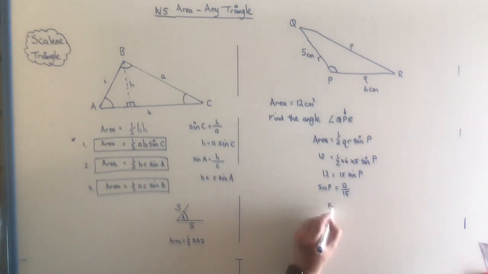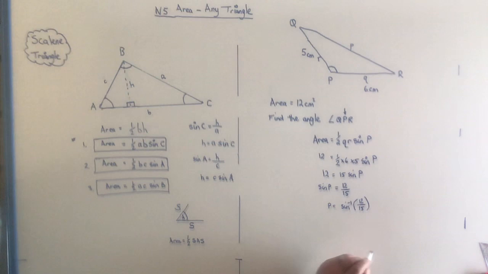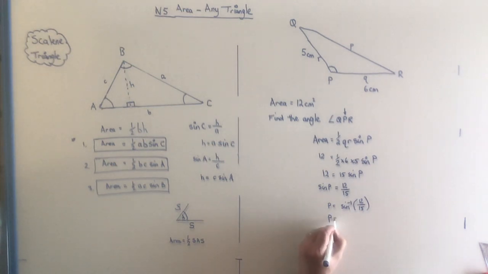So the final answer is going to be p is equal to shift sine in my calculator of 12 over 15. So p is going to be equal to, well, I'm just going to do that in my calculator. Shift sine 12 divided by 15, close bracket, approximately 53.1 degrees.